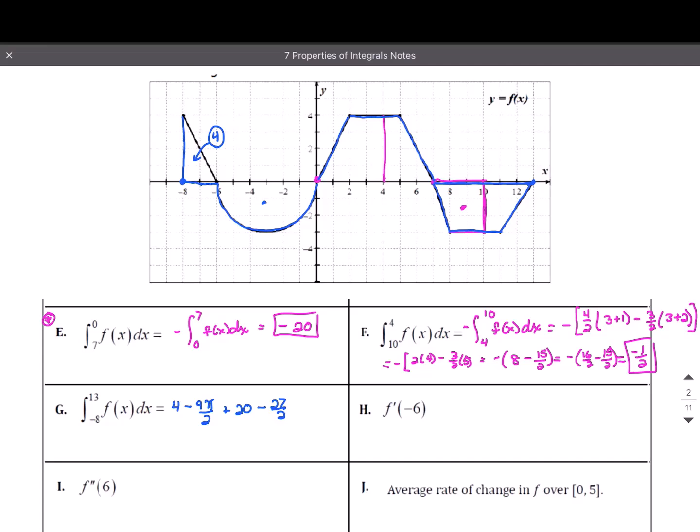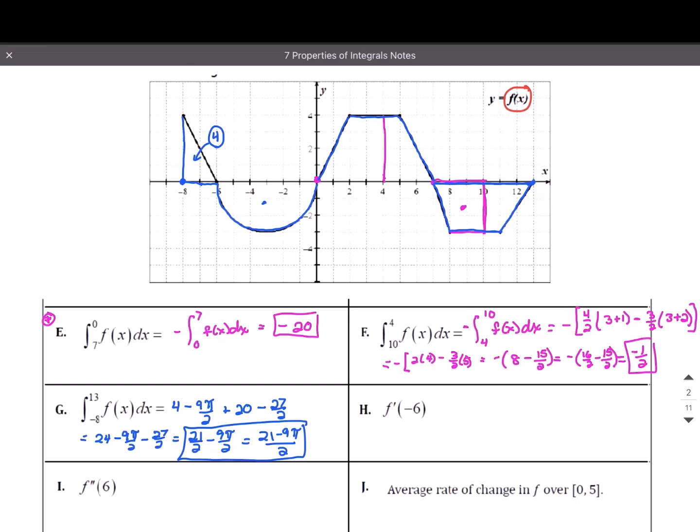So now a little bit of work here. We're going to have 24 minus 9 pi over 2 minus 27 over 2. That's going to be 21 over 2 minus 9 pi over 2, or 21 minus 9 pi all over 2, whichever way you prefer to write it.